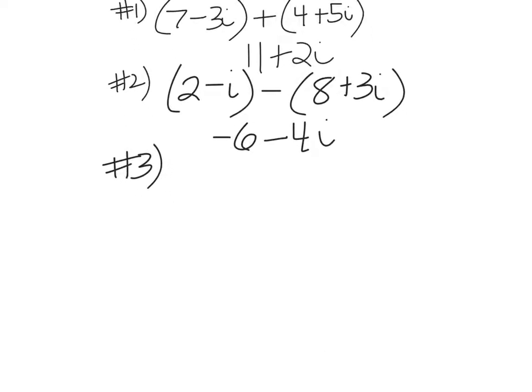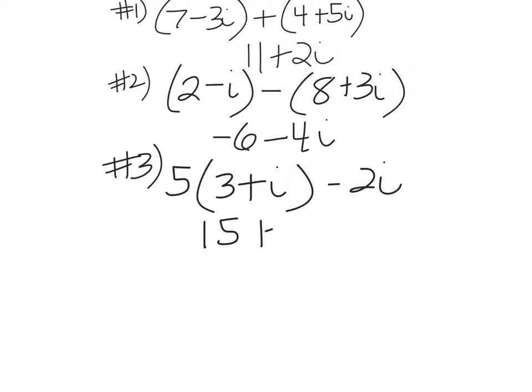All right, let's go: 5 times 3 plus i minus 2i. So still some basic operations. What property says that we can take that 5 and multiply it inside the parentheses? Distributive property. Good. Do you remember that? Does that ring a bell? All right, go ahead, distribute that in. 5 times 3 is 15. 5 times i is 5i minus 2i, 15 plus 3i.